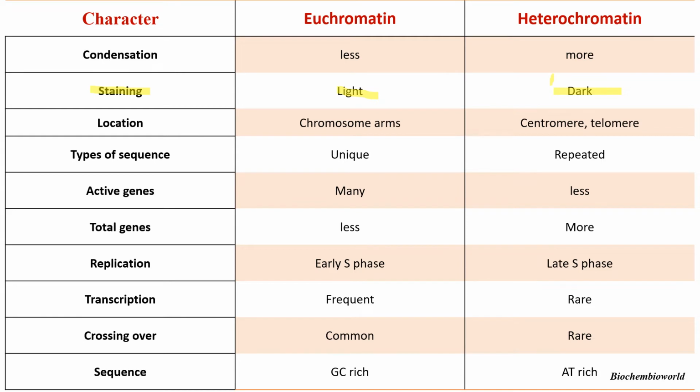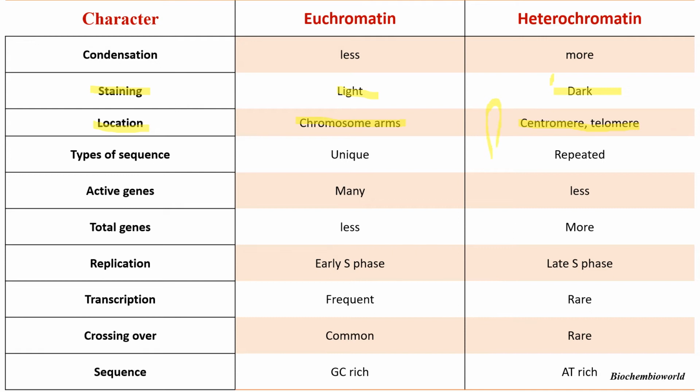Now, what is the location of the euchromatin and heterochromatin? Is there a difference? Do we have landmarks where I can say that euchromatin is present over here and heterochromatin is present over here? Euchromatin is present in the chromosome arms, whereas heterochromatin is present in the centromere or telomere, some specific parts of a genome.